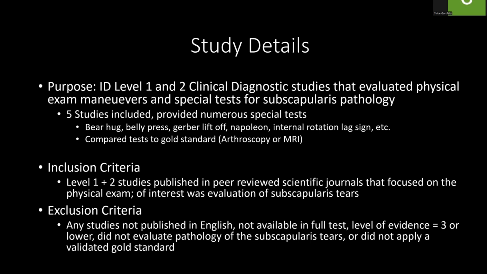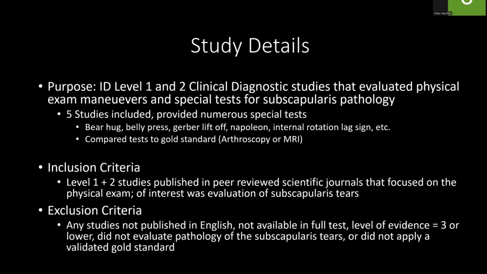Looking at the study details, the purpose was identifying level 1 and level 2 clinical diagnostic studies that evaluated physical exam maneuvers and special tests for subscapularis pathology. 5 studies were included, and they provided numerous special tests, some being the bear hug, the belly press, Gerber liftoff, Napoleon, internal rotation lag sign, etc. These were all compared to the gold standard of shoulder arthroscopy or MRI.